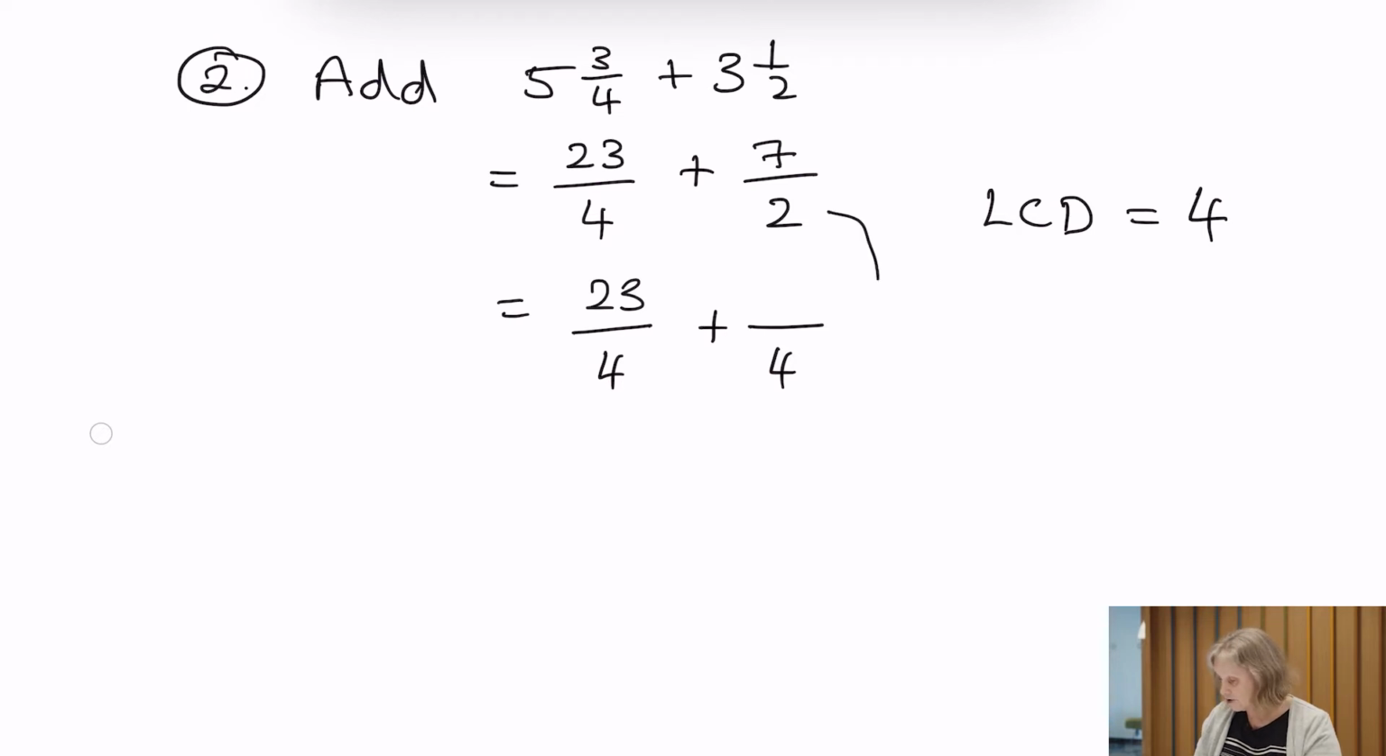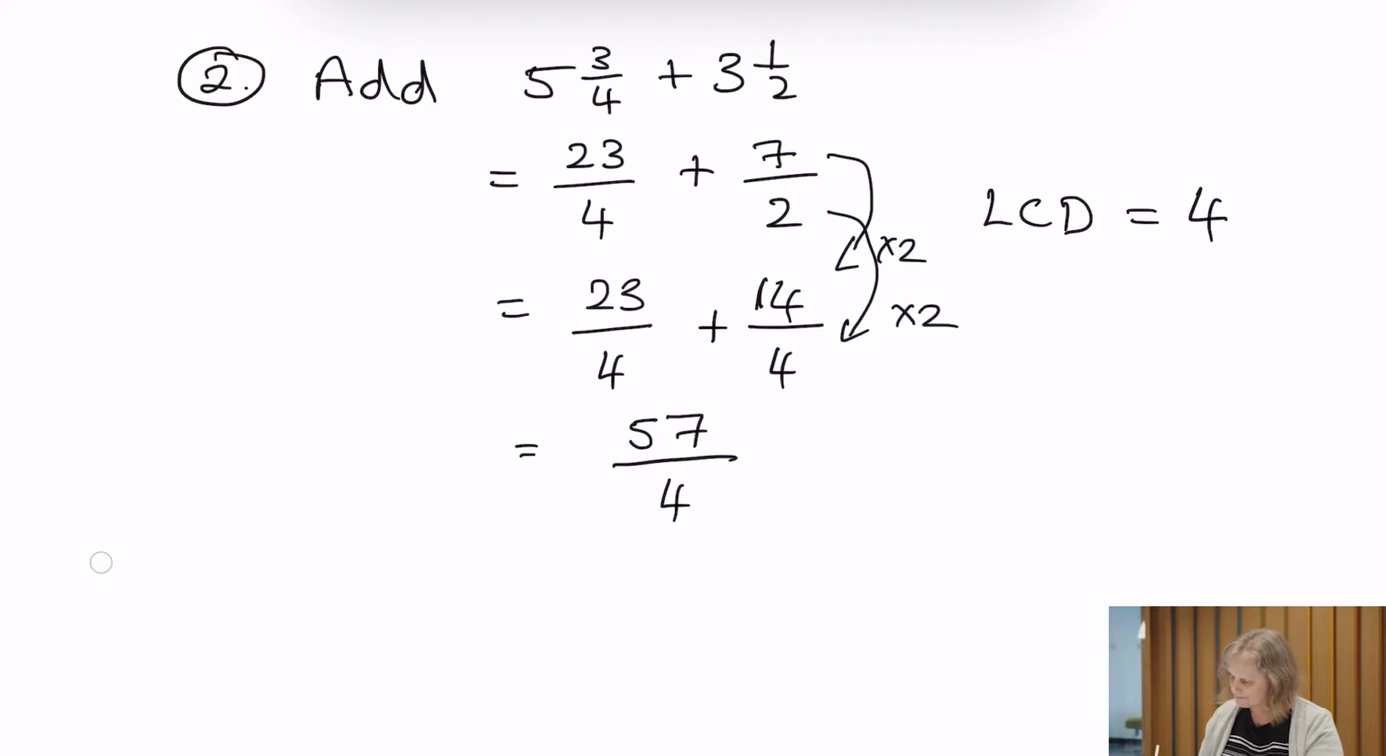And the second fraction, when we do 2 times 2, that gives us a denominator of 4. So likewise, we do it with the 7. 7 times 2 is going to give us 14 here. Then we've got the same denominator, so we can just add the 2 numerators. So that's going to give me 37, sorry. Okay, so it's easy to make a mistake, so don't do that.